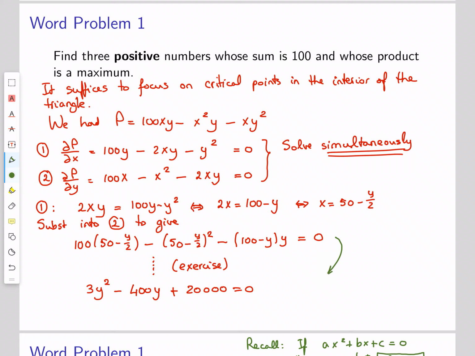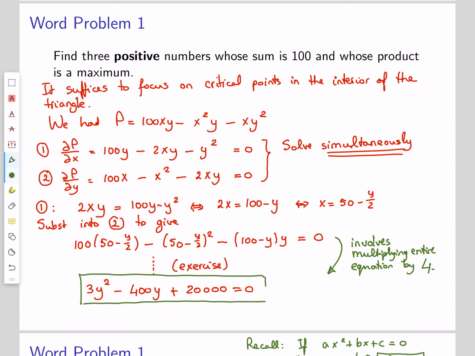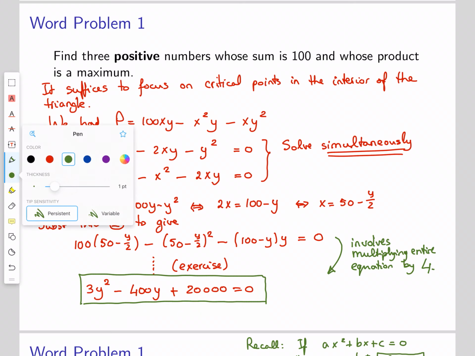Notice that one of the things that I have done is I've multiplied the entire equation by 4. That gets rid of the pesky fractions that come in by having y over 2 in there in the middle term and by squaring that. So multiplying the entire equation by 4. Okay, so this is just a quadratic, and we know how to solve quadratics.